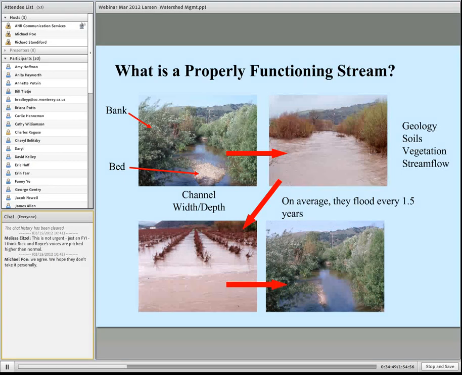And the way that streams usually develop to handle this energy is they have a floodplain. And as the waters rise, they flood out over the banks into the floodplain so that they can dissipate that energy, drop their sediments, and then when the water recedes, it comes back down into the stream channel itself. On average, streams will flood every 1.5 years.